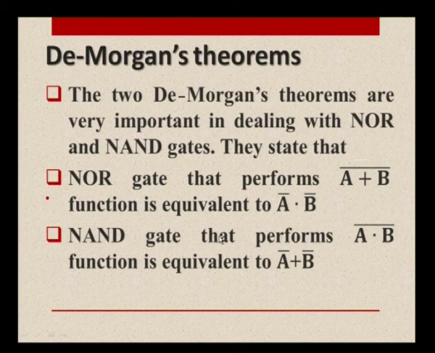Similarly, a NAND gate that performs the function (A dot B) whole complement is equivalent to A complement or B complement. The De Morgan's theorems mainly deal with the two combinational gates which we have learnt, NOR and NAND gates. A NOR gate and NAND gate could have other forms also when we represent them. That is what the whole De Morgan's theorem is about.